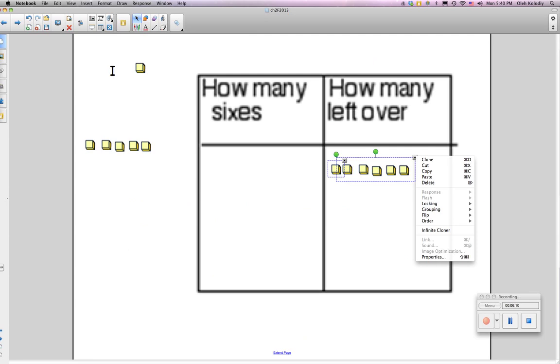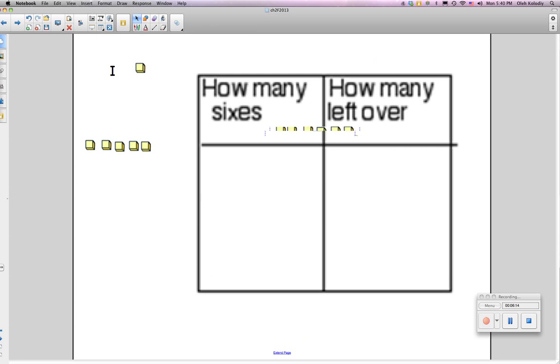It'll tell us how many of these we have. And how many extras do we have? Well, we have one of these and no extras. Now, if we keep adding, we'll have one of these and 1 extra. One of these and 2 extra. One of these and 3 extra. One of these and 4 extra. One of these and 5 extra.